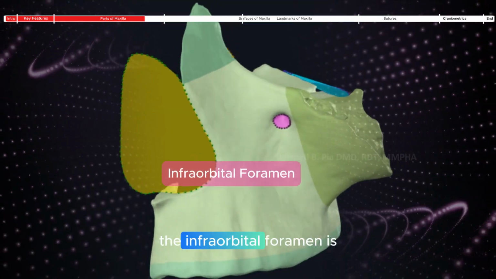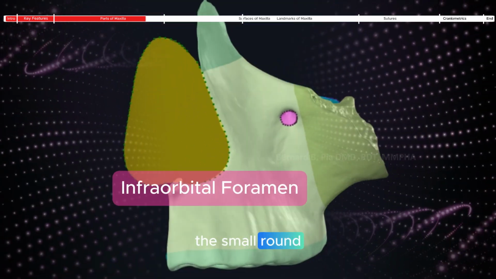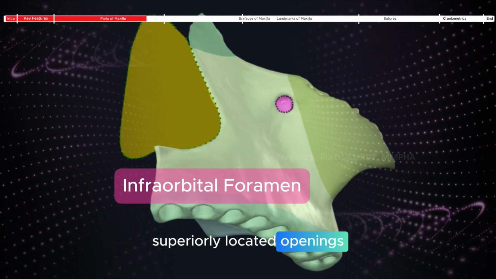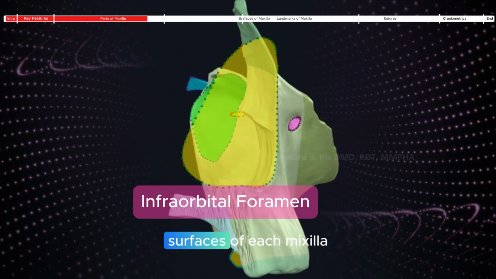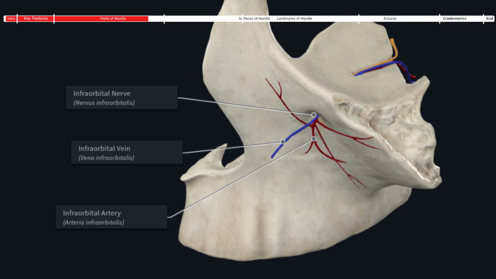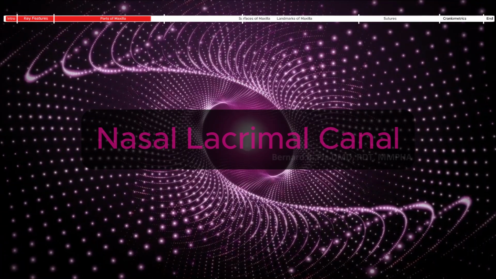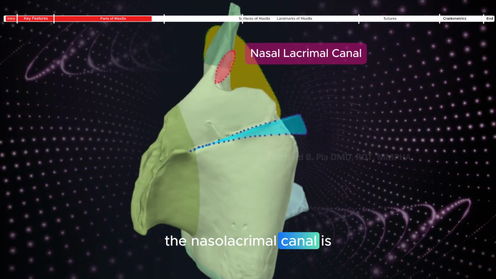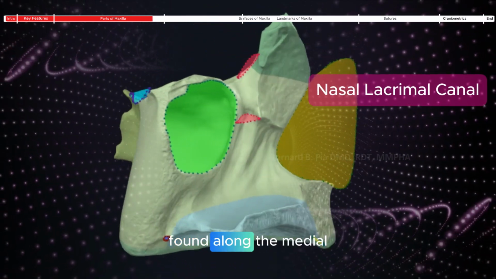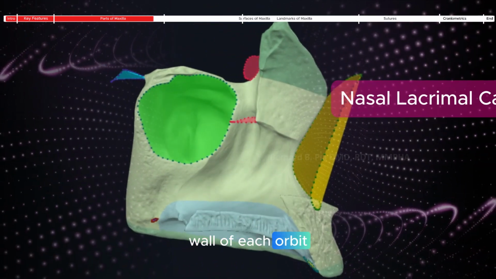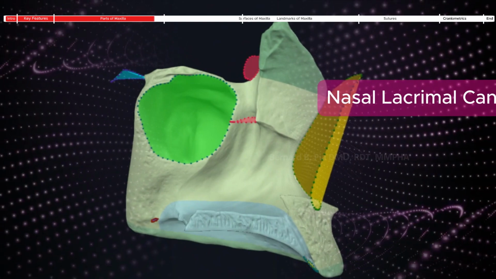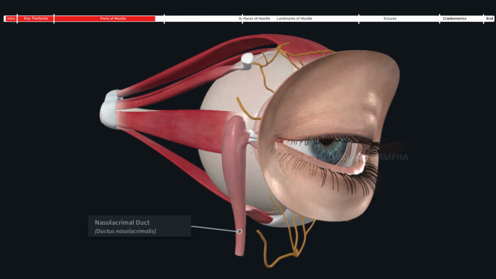The infraorbital foramen is the small, round, superiorly located opening found along the anterior surface of each maxilla, and allows for the passage of the infraorbital artery, vein, and nerve. The nasolacrimal canal is a tubular passage found along the medial wall of each orbit. The nasolacrimal canal allows for the passage of the nasolacrimal duct.